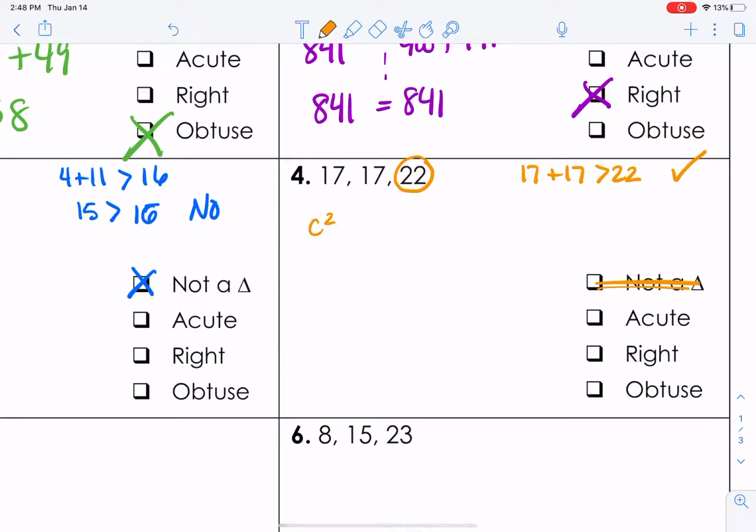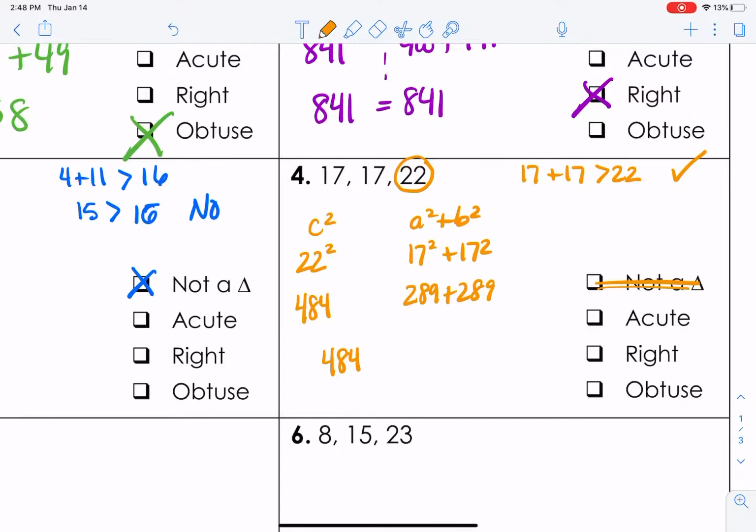So if I have c squared and a squared plus b squared, c is 22, so we square that, and 17 squared plus 17 squared. 484 compared to 289 plus 289, that's 578. 484 is obviously less than 578, because c squared is less than a squared plus b squared, that's an acute triangle.